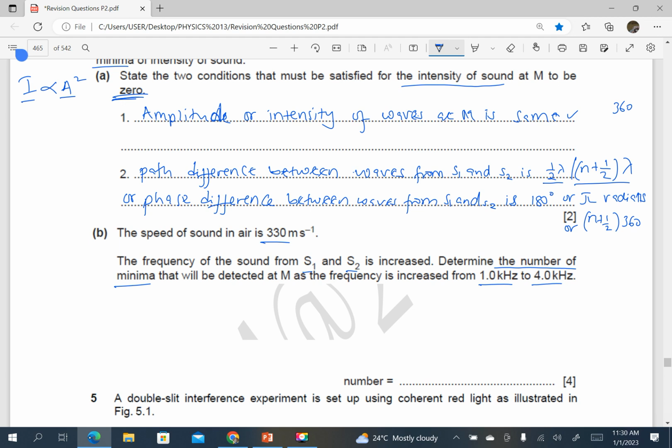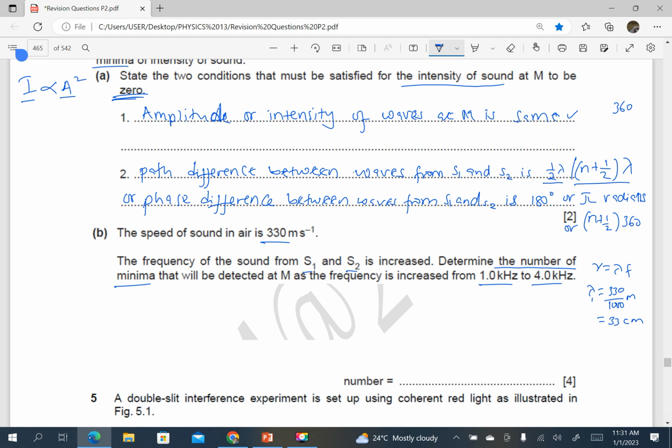First of all, remember the general wave equation, v equals lambda f. We are dealing with sound of that frequency. So we can first find the corresponding wavelengths, because the wavelengths are going to help us find how many minima are observed in this case. So for 1 kilohertz, what is the wavelength? The wavelength is going to be equal to 330 divided by 1000, which is 0.33 meters. I multiply by 100, it becomes 33 centimeters.